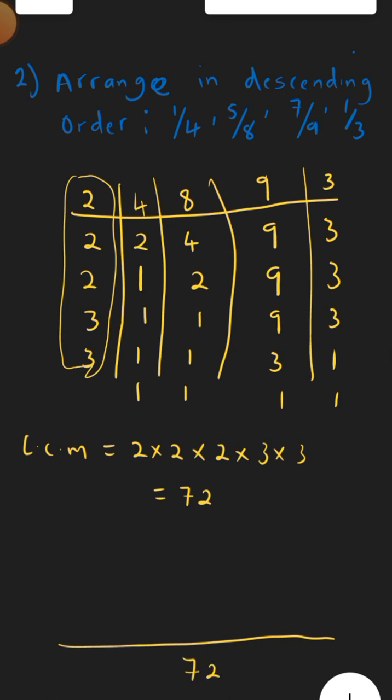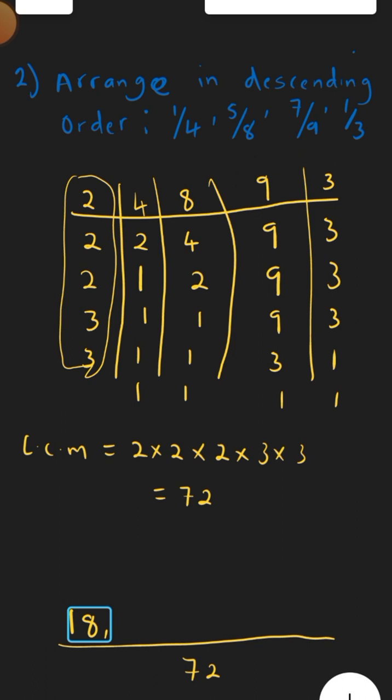All right, now remember these are our values here: 1 over 4, 5 over 8, 7 over 9, and 1 over 3. 72 is our LCM. If we divide 72 by 4, what are we going to get? We're going to get 18. Okay, so 18 times 1 is going to give us what? 18. All right, now we have 72 divided by 8.